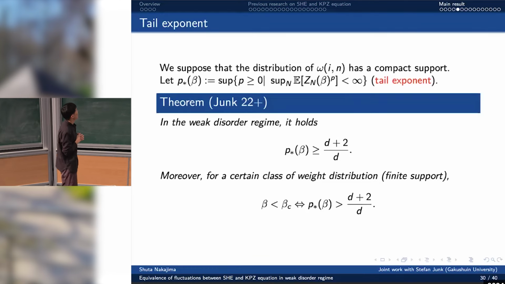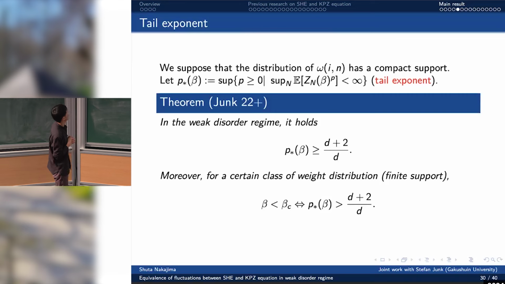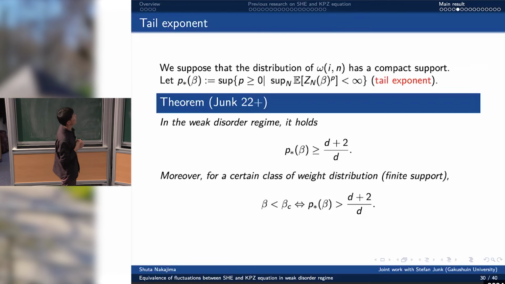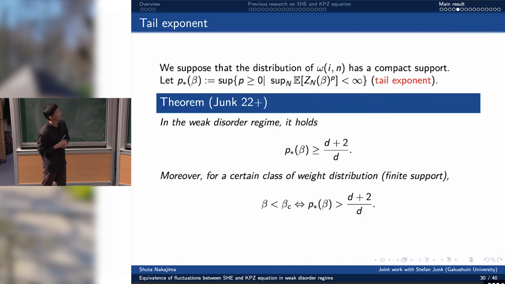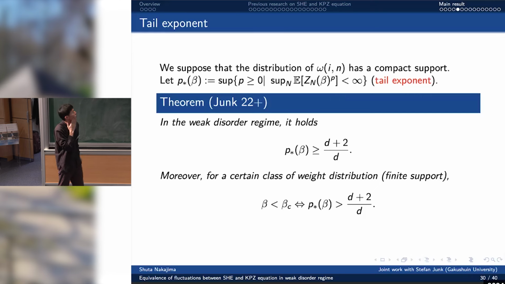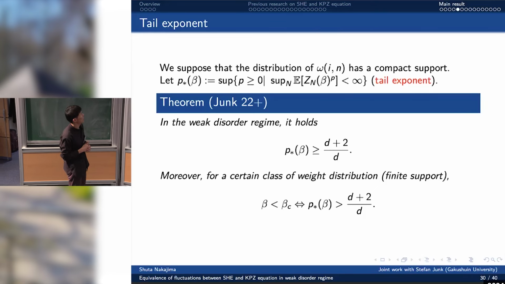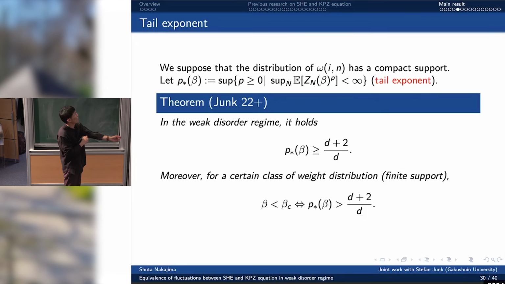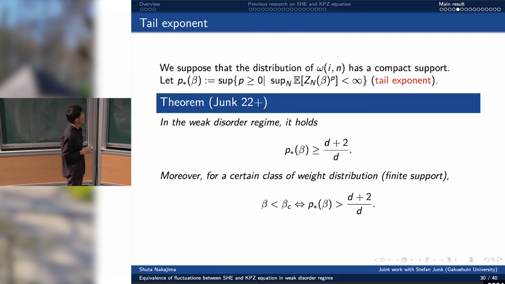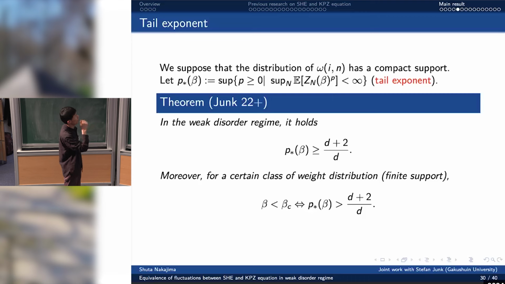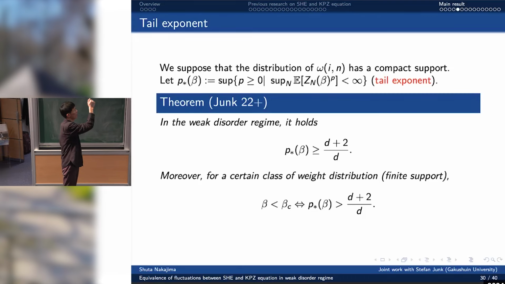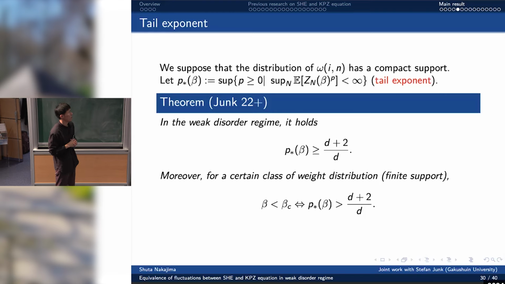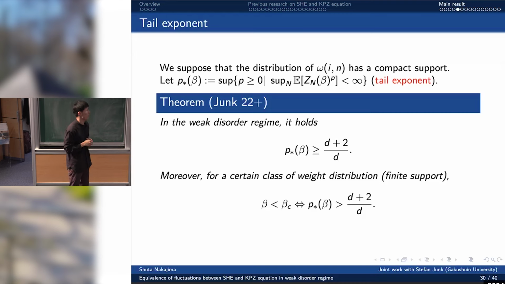Okay, then let me introduce some works by Junk. The first one is the tail exponent. P star is the supremum of p such that Zn has a finite p-th moment. He proved that in the weak disorder regime, P star is at least (d+2)/d. Moreover, he showed that for a certain class of weight distributions, for example finite support distributions, beta less than beta C is equivalent to P star being strictly larger than (d+2)/d.